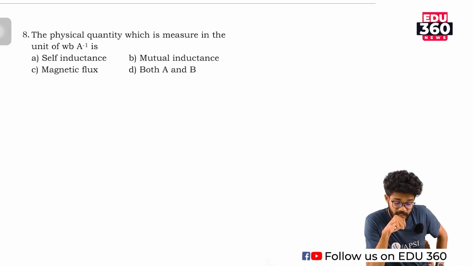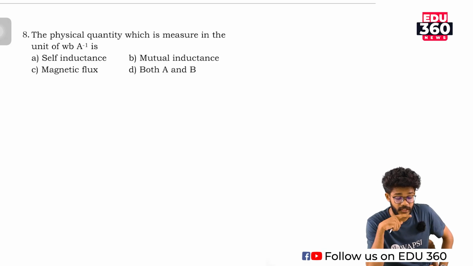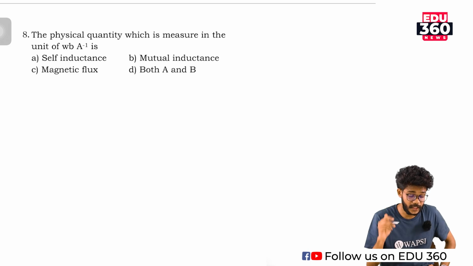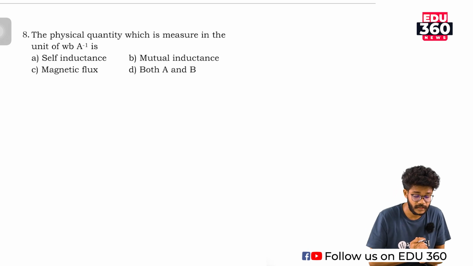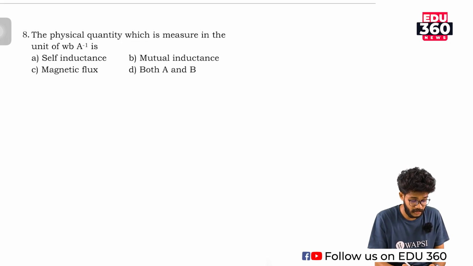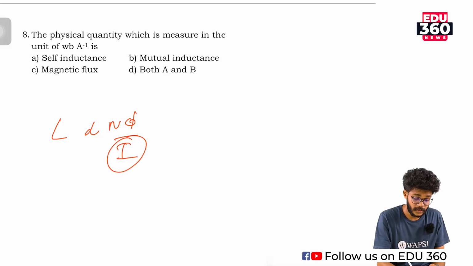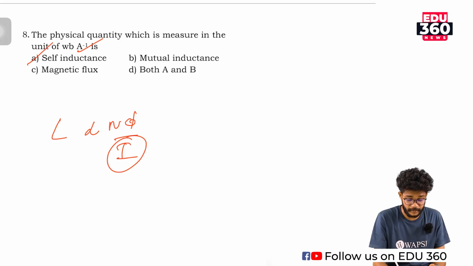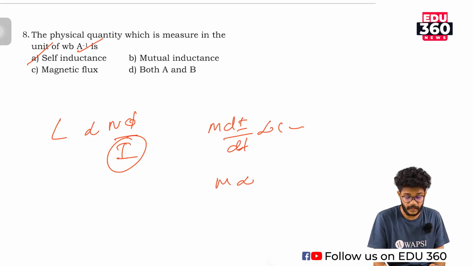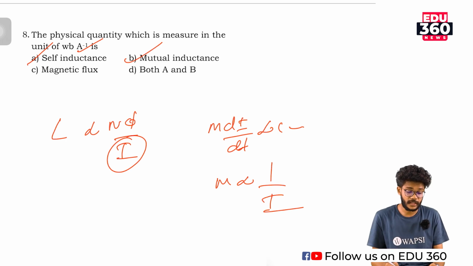A physical quantity which is measured in the unit of Weber per ampere. So the unit is Weber per ampere, and we need to know the equations for self-inductance and mutual inductance. For self-inductance, we know that L is proportional to N phi by I, so inverse of current. So this is correct. For mutual inductance also, M di by dt is proportional to a constant, so M is inversely proportional to current. So mutual inductance is also correct.